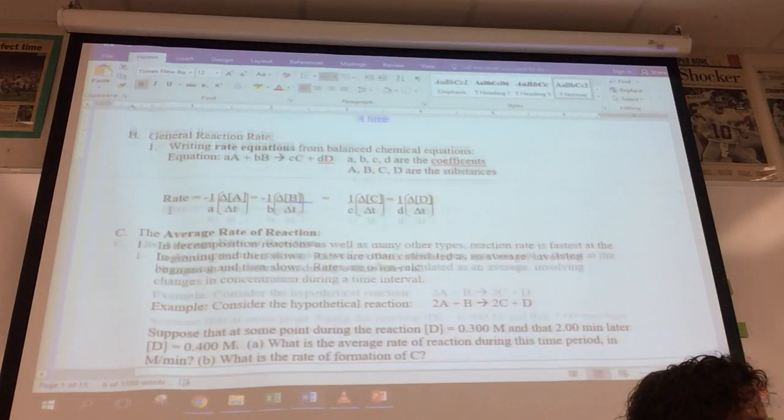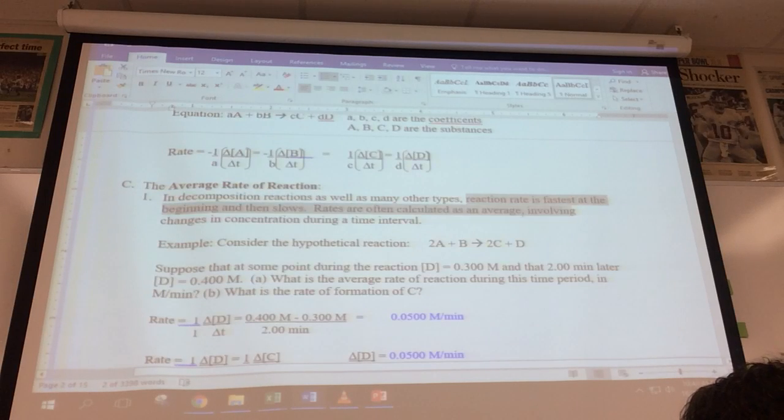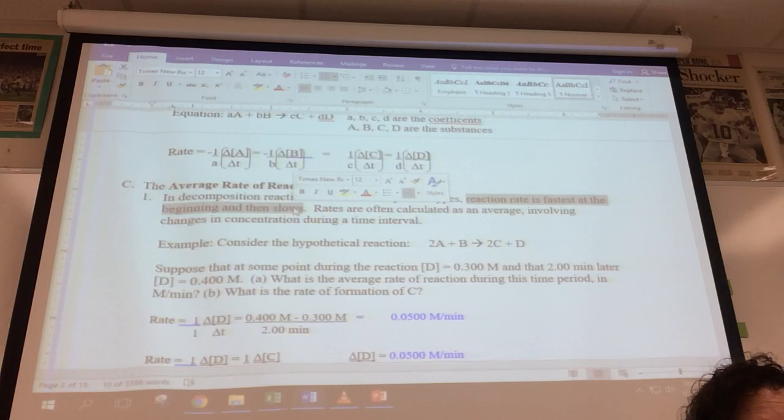All right, average rates of reactions. In most reactions, decomposition especially, reaction rate is fastest at the beginning and then it slows. It's fastest at the beginning because you have the most reactant present, and as the reactant is consumed, you have less and less of it, and as a result, the rate's going to slow. So it'll start out quick and then it will slow until it most likely plateaus. We'll get into that later on.